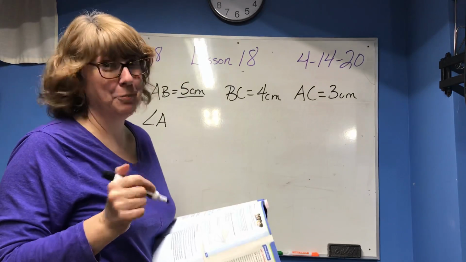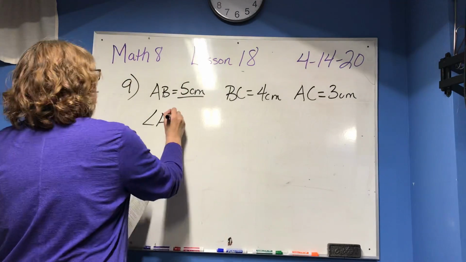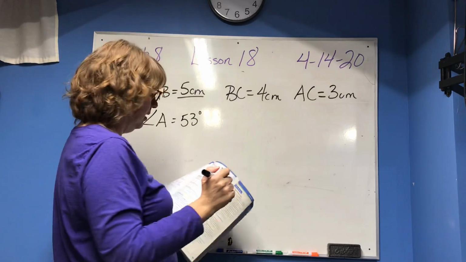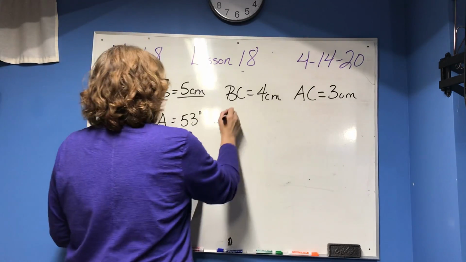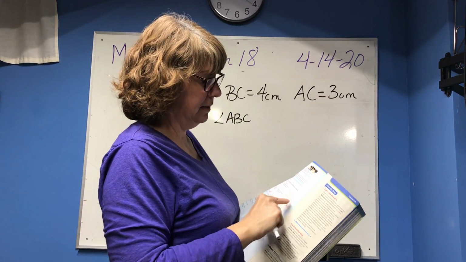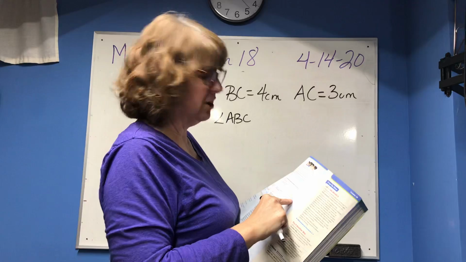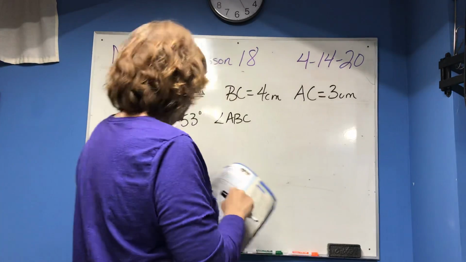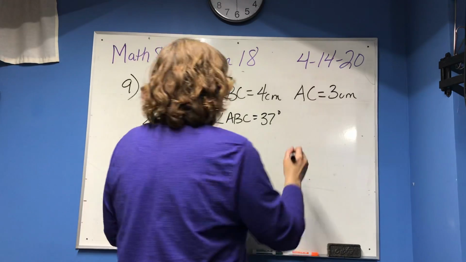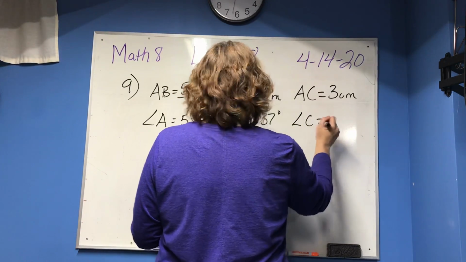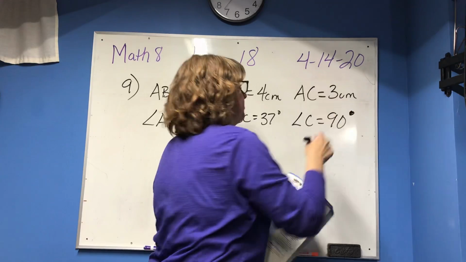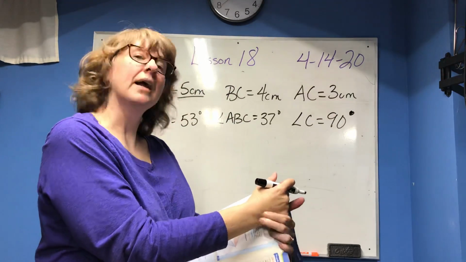Wow. Okay, let's see how precise you are. 53 degrees. Okay? Angle ABC. So take your finger, A, B, C. Okay, that's the one where it touches. Really, they could have written angle B, but that's okay. 37 degrees. And then angle C, 90 degrees. Oh, sorry, it's like a 6. Okay, is 90 degrees.